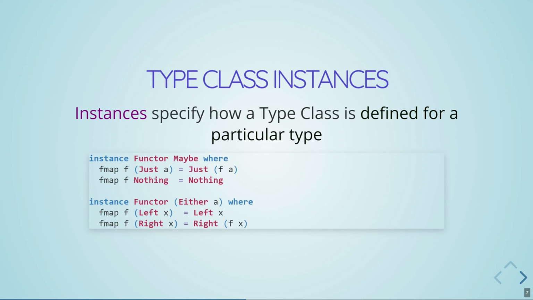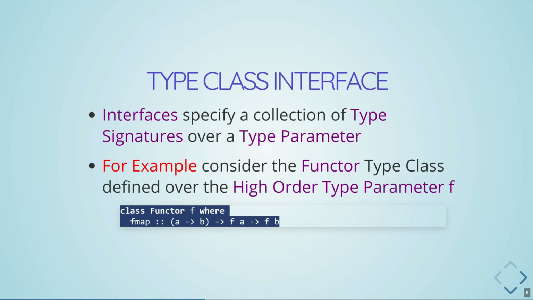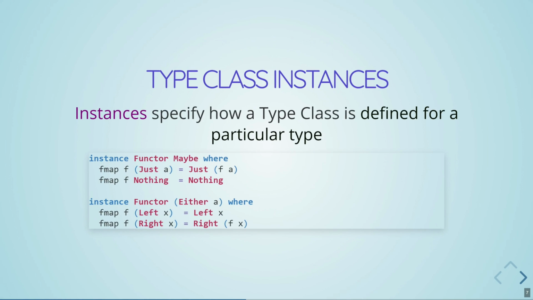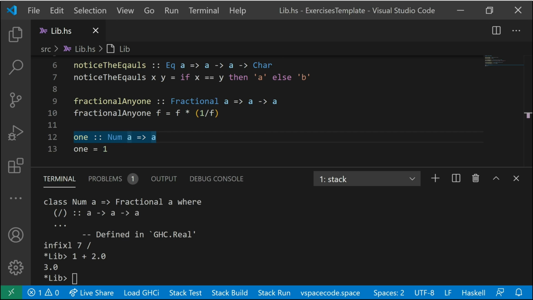So we make this definition, this class interface, and then later on we go and write instances, and we write how fmap is defined depending on what type we give it. We have to give it a type that takes a type parameter. So let's keep this in mind.